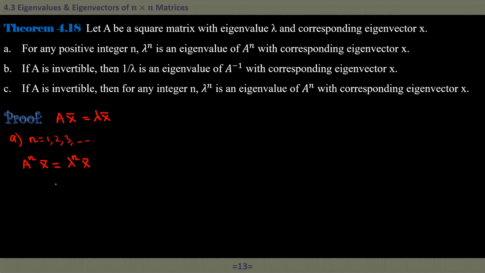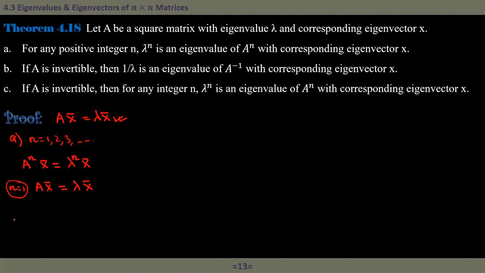Now when n equals 1, it is true. When n equals 1, we have A times vector x equals lambda to the power of 1, which is just lambda times x. And that is already given, right? It's a fact. It is true.